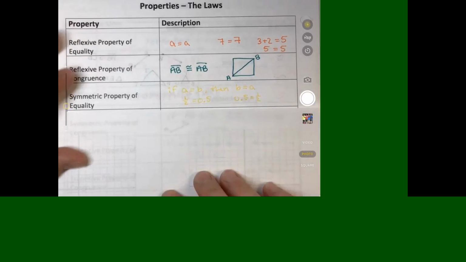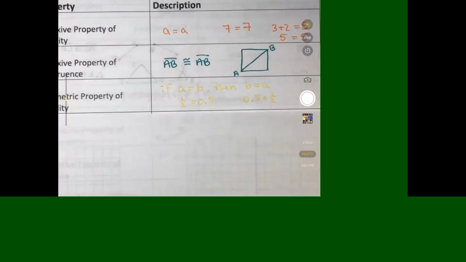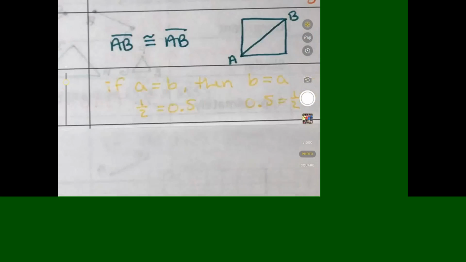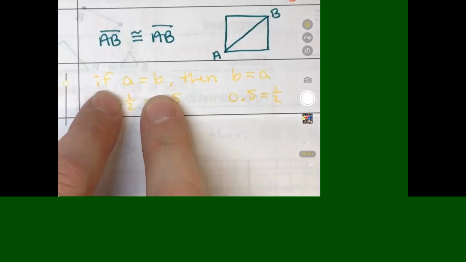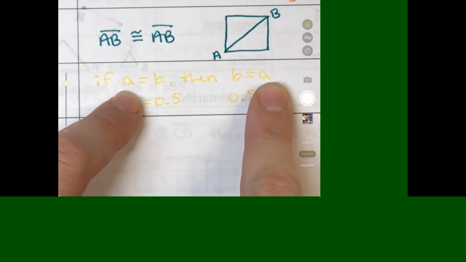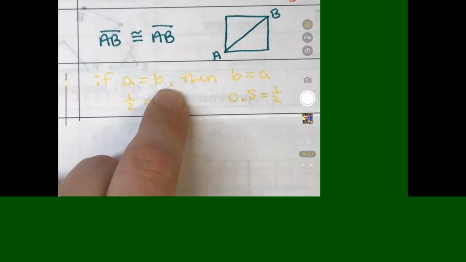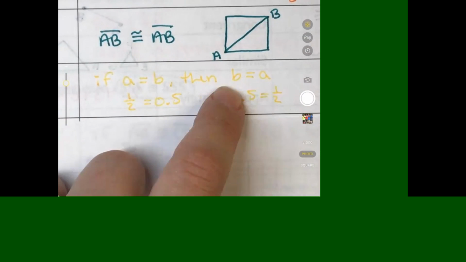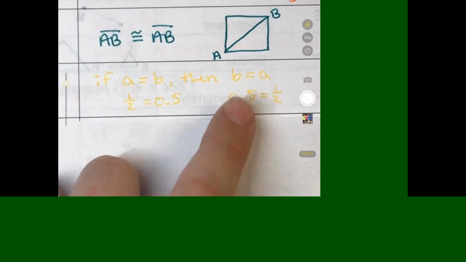Symmetric property of equality. So here's the property. I'm going to zoom in because that's really hard to see. Sorry about the yellow. The symmetric property of equality says if A equals B, then B equals A, right? Symmetric, like looking in a mirror. When I have my hair crazy, I look in the mirror, my hair is crazy in the mirror. A is equal to B, B is also equal to A. What I see in the mirror is equal to what my hair looks like.